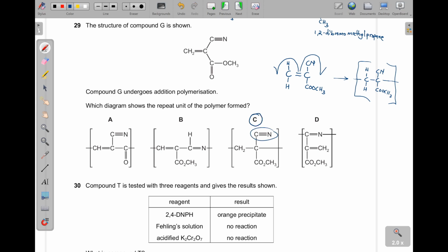So you can see the CN that I'm having here, and then the COOCH3, you can see it there, and then the CH2. So our answer is C.